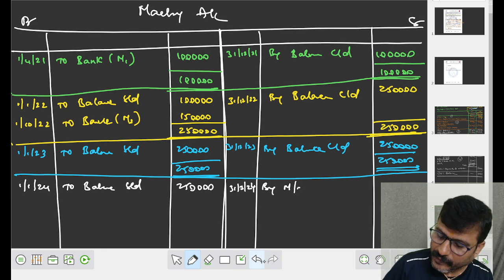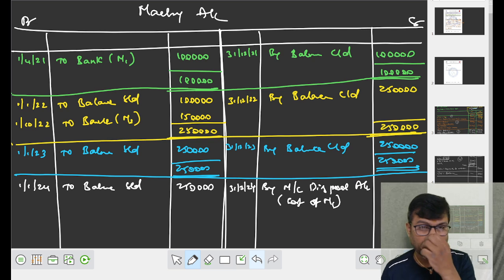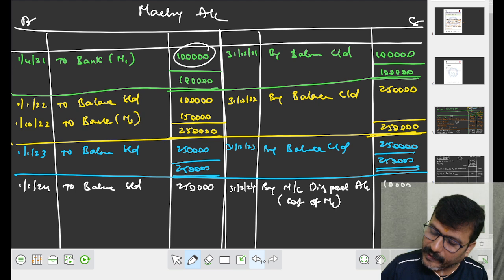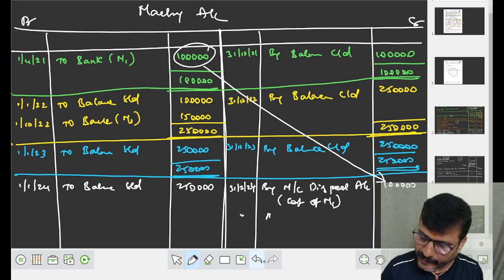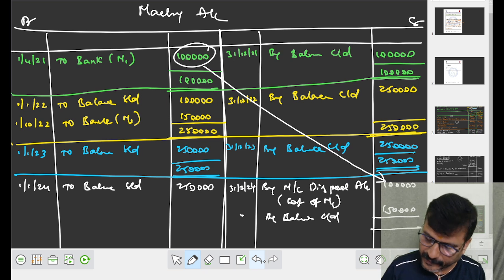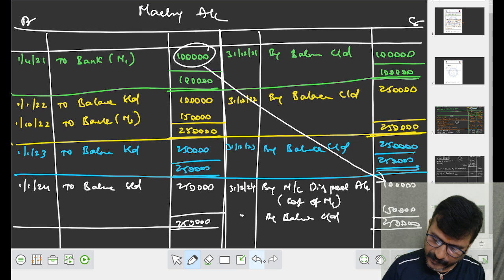What should I write? By machinery disposal account. Which machine? Cost of M1. What is the cost of M1? 1 lakh. So now I have to write that 1 lakh. That 1 lakh is to be transferred to the disposal account. Same date. By balance carried down 1.5 lakh. Total of both sides becomes 2.5 lakh.